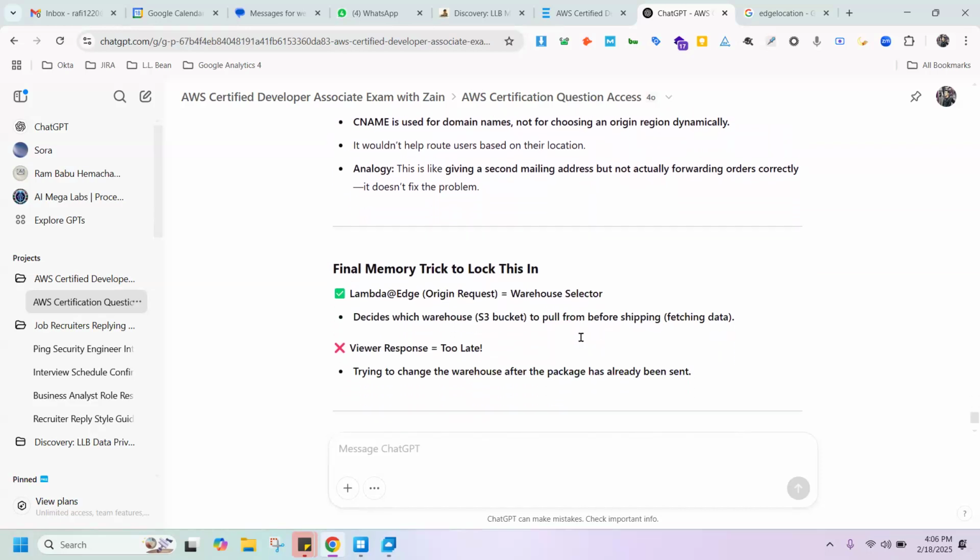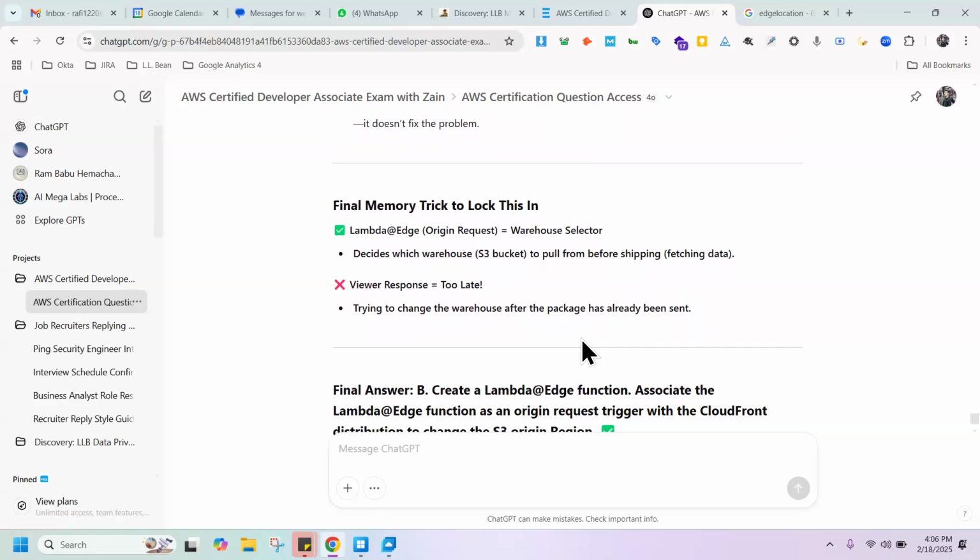Okay, did you read it? Lambda Edge origin request warehouse selector: decide which warehouse S3 bucket to pull from before fetching data. Your response is too late. It's like trying to change the warehouse after the package has already been sent. It's too late.